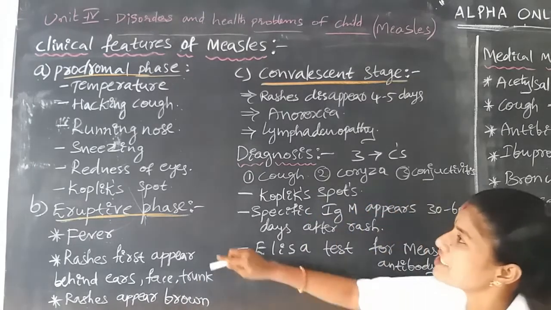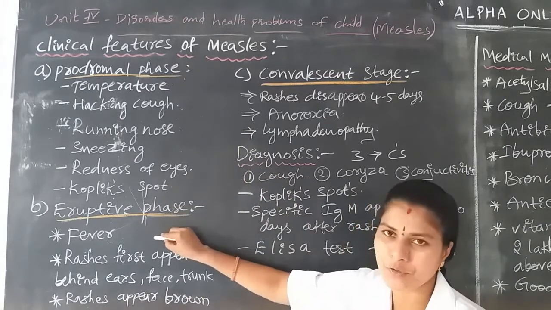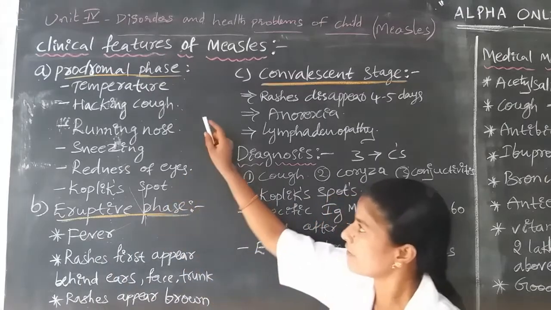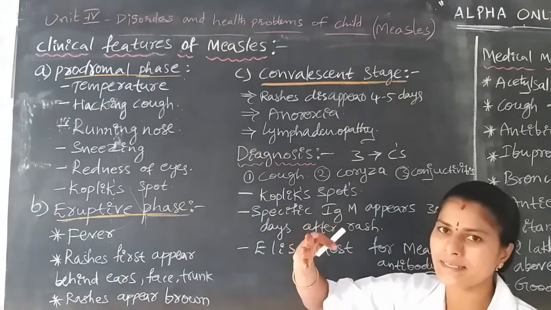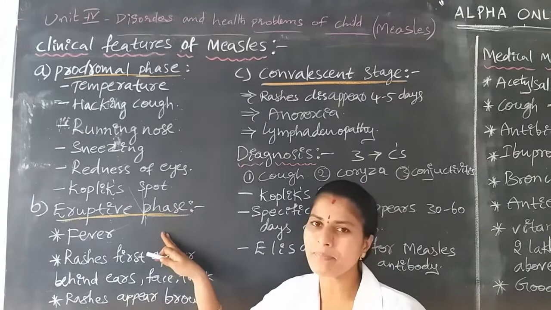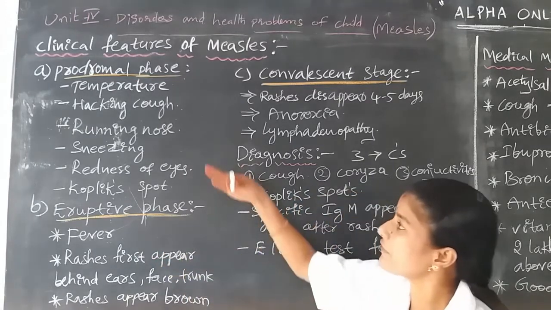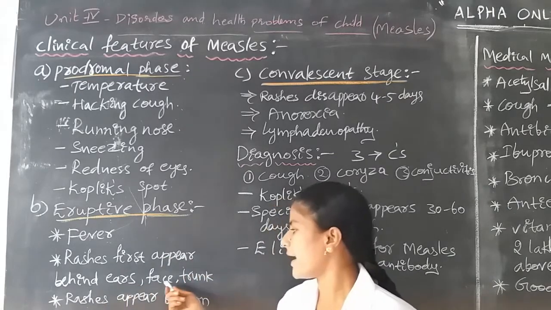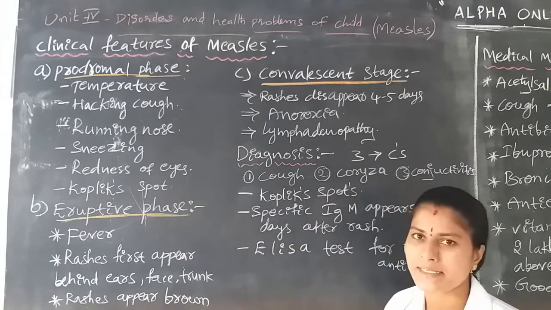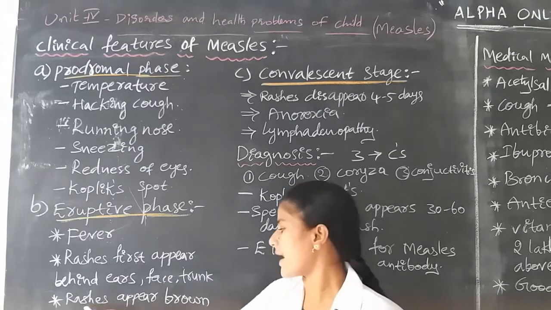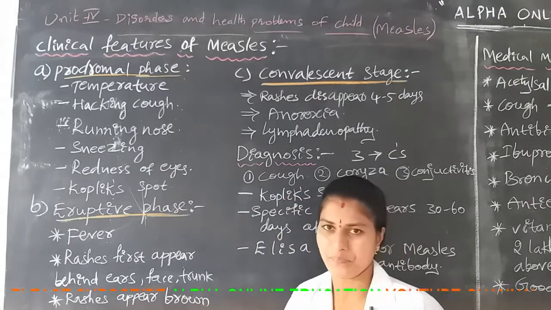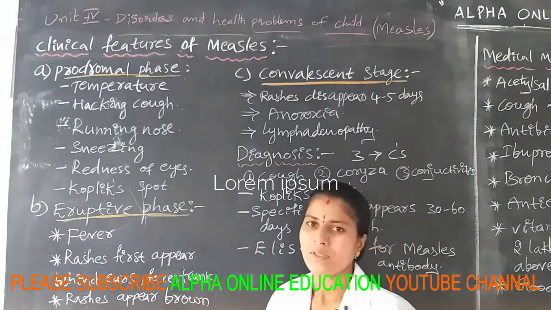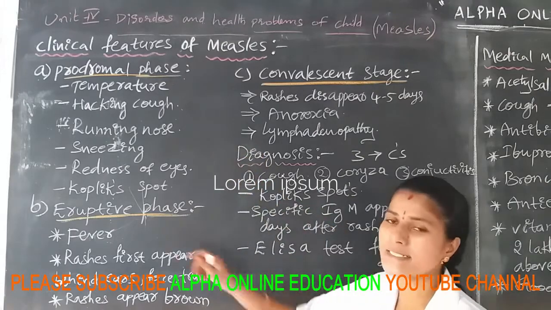These are the differences between the prodromal phase and the eruptive phase. In the eruptive phase, the body temperature is increased as in the first stage. The difference is that the rashes appear behind the ears, then the face, trunk and extremities. In the first stage the rash is red in color, and in the second stage it is brown.